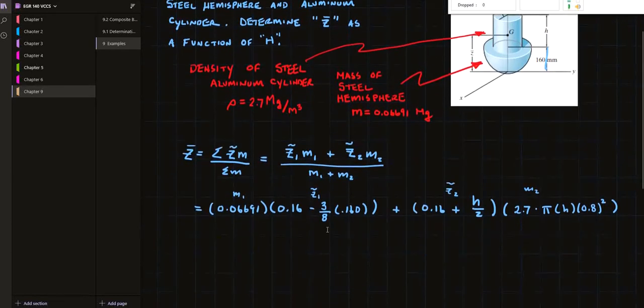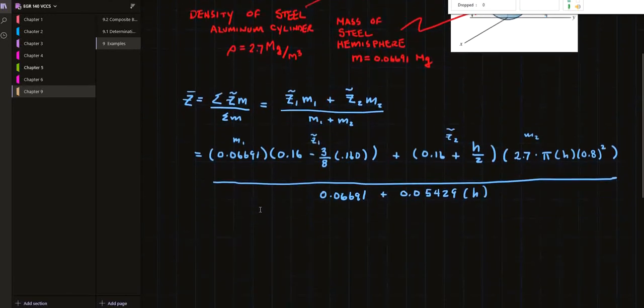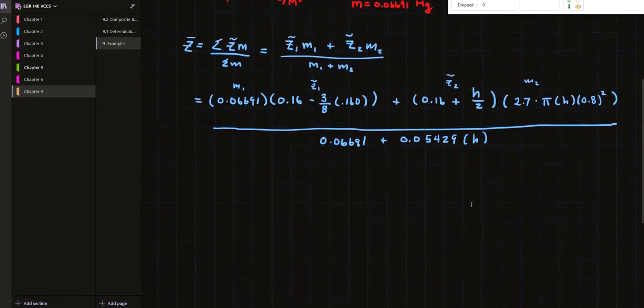And we can divide this by the denominator. So we've got 0.06691 plus, well, the mass 2 is going to turn out to be, I may as well write it here, 0.05429 times whatever h is. Okay, that's an equation, and we could just manipulate that equation if we needed to find anything out.